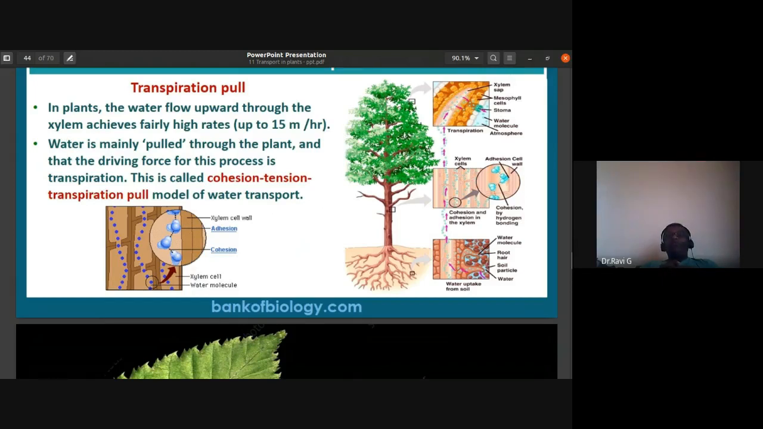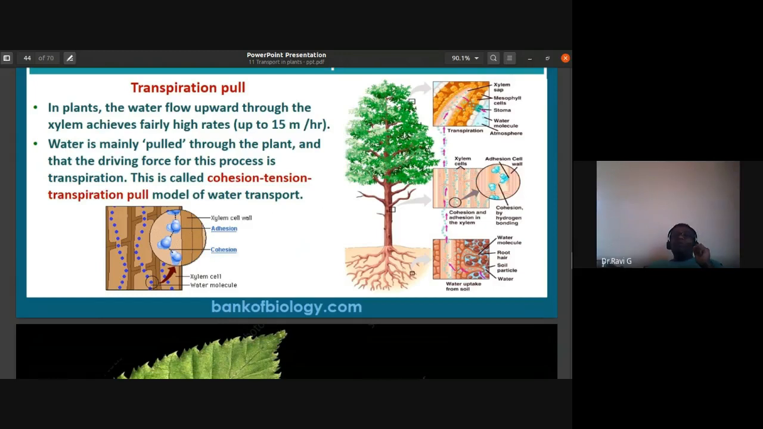Traveling up to 15 meter per hour. That is mainly happening through the plant. So the water is pulled through the plant, and the driving force for this process is transpiration. What is transpiration? Loss of water in the form of water vapor through the stomata present on the leaf, or through the lenticels present on the stem, or through the cuticle present on the leaf, damage of cuticle. So we call that as transpiration.